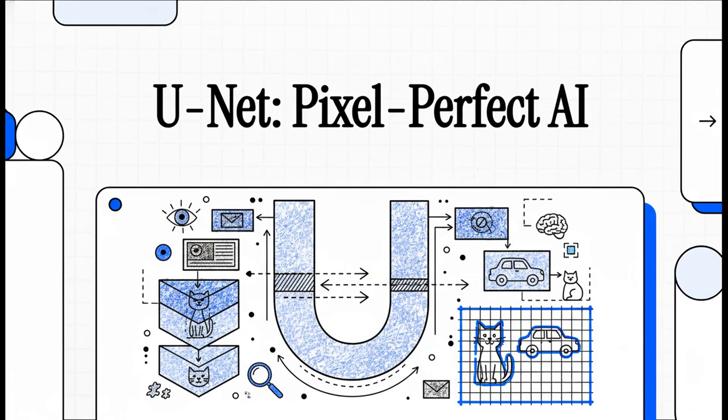All right, let's talk about how AI sees the world. But we're not just talking about an AI that can slap a label on a photo and say cat or dog. No, we're going way deeper. We're going to figure out how it can trace every single pixel of that cat, from its whiskers all the way to its tail, with a precision that is just mind-blowing.